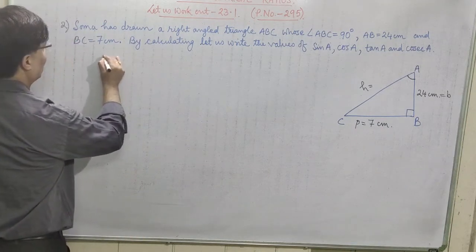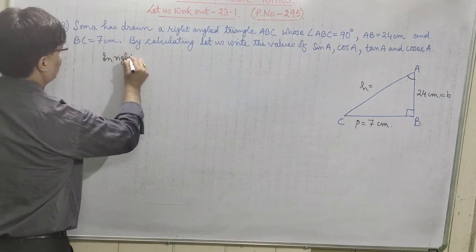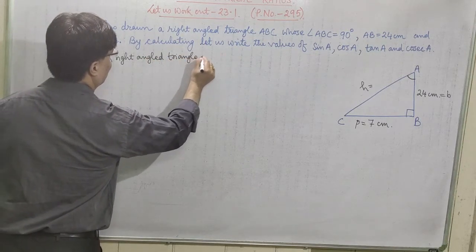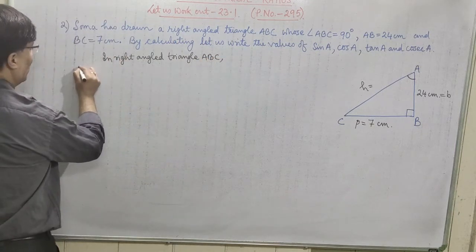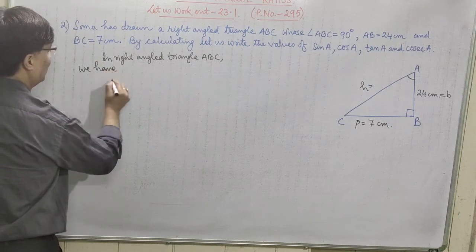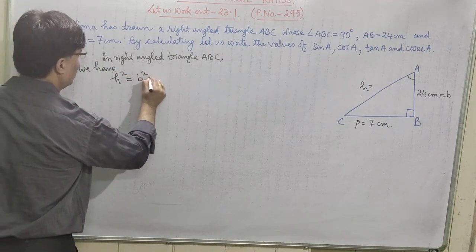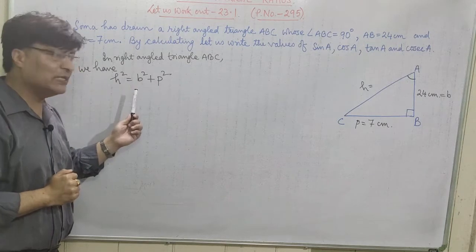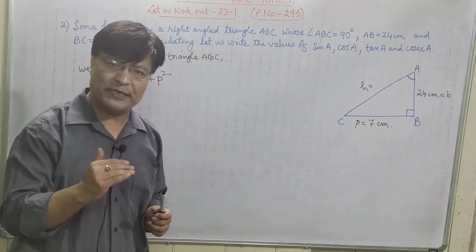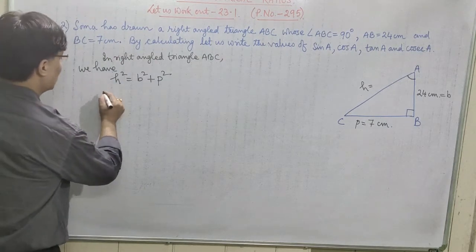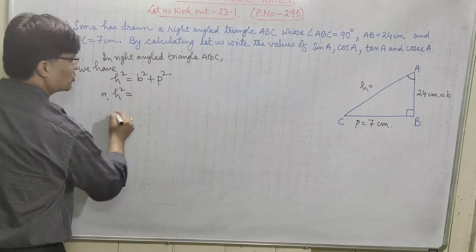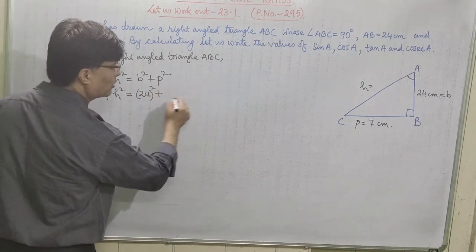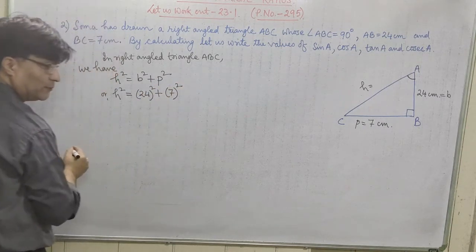So now here we can write, in right angled triangle ABC, we have h square is equal to b square plus p square. H means hypotenuse whole square, b means base whole square, plus p means perpendicular whole square, right? So you should find out h square now. What is base whole square? 24 whole square, plus what is perpendicular whole square? It is 7 whole square, right?